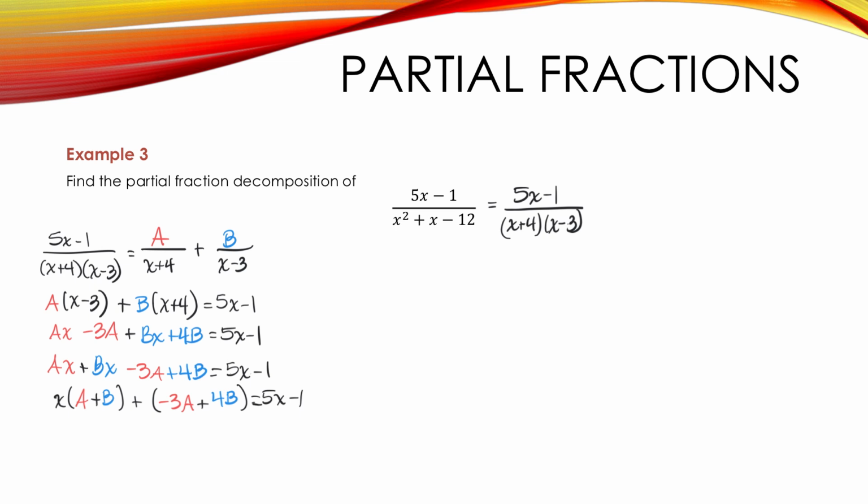So if we equate our coefficients in terms of x's, on the left we have a plus b, and it has to equal whatever coefficient x has on the right, which happens to be 5. So we have this 5 right here, so we'll set it equal to 5. And if we look at our constants, we have negative 3a plus 4b, and it equals its constant, which we found right over here is negative 1.